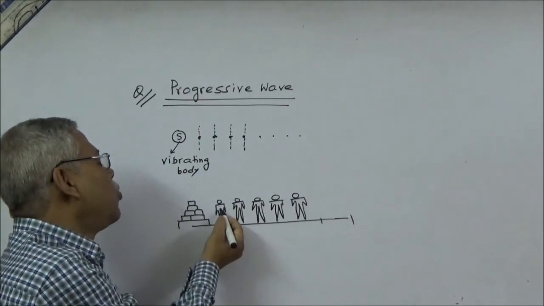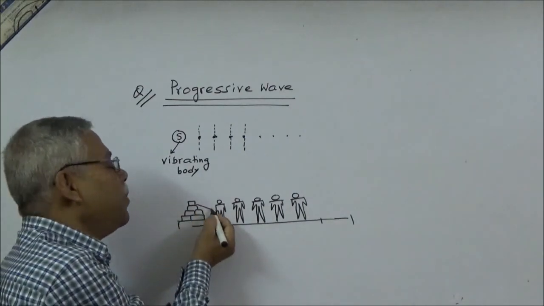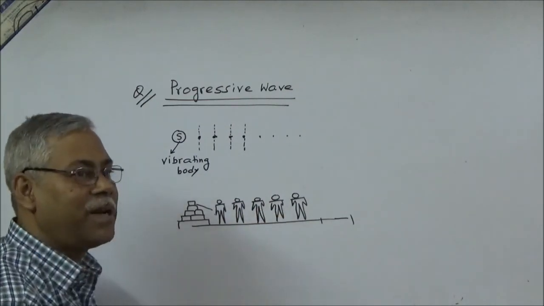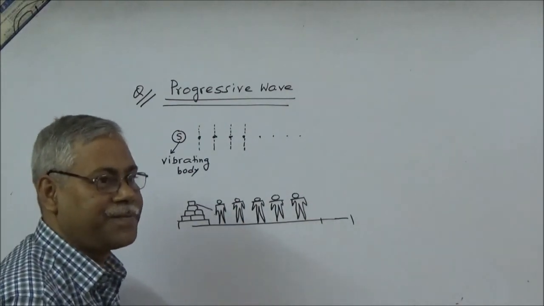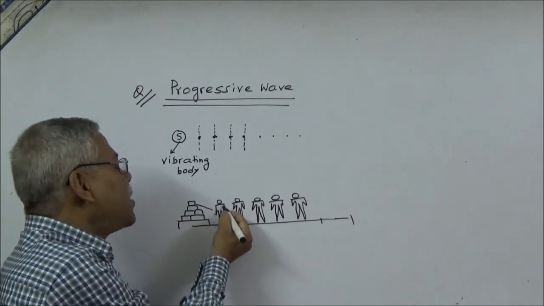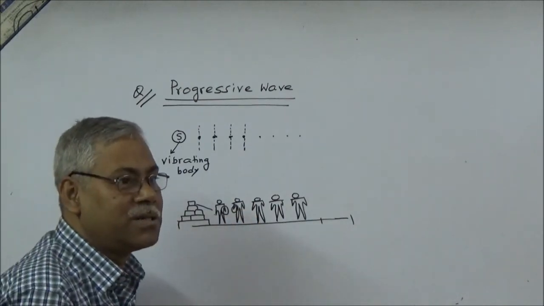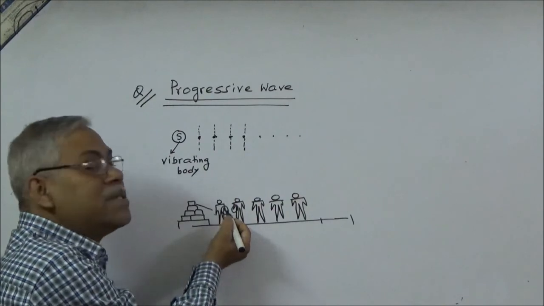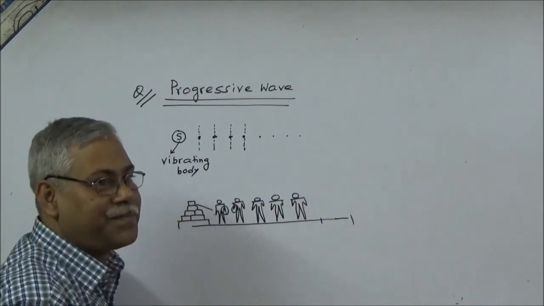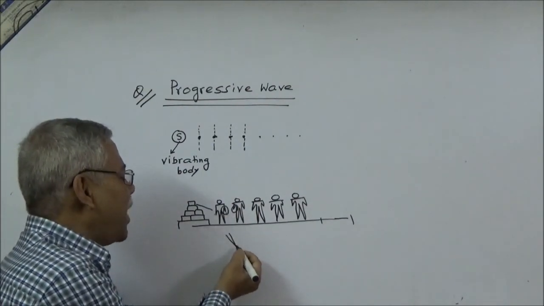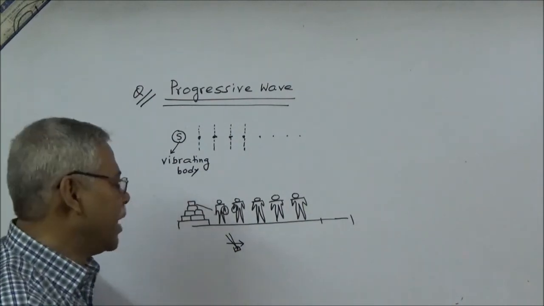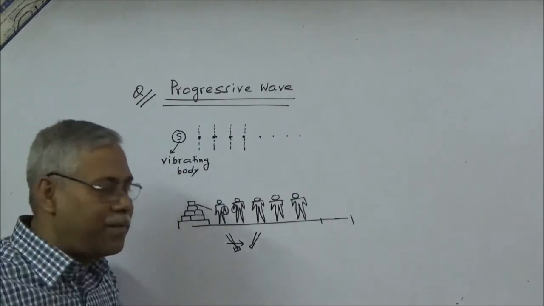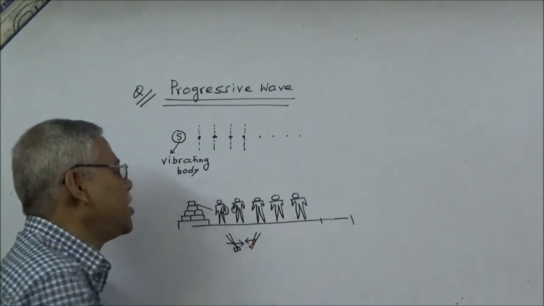The man closest to the stack will pick up a brick and transfer it to the next man. Then this man will transfer it to the next man, and the brick will reach the construction site. We will study the movement of the hands of two neighboring men. This man has collected the brick and is in the process of transferring it to the next man. So he will move his hand towards right with the brick in his hand, and the next man who has to collect it will move his hand towards left, and this man will move his hand towards right.